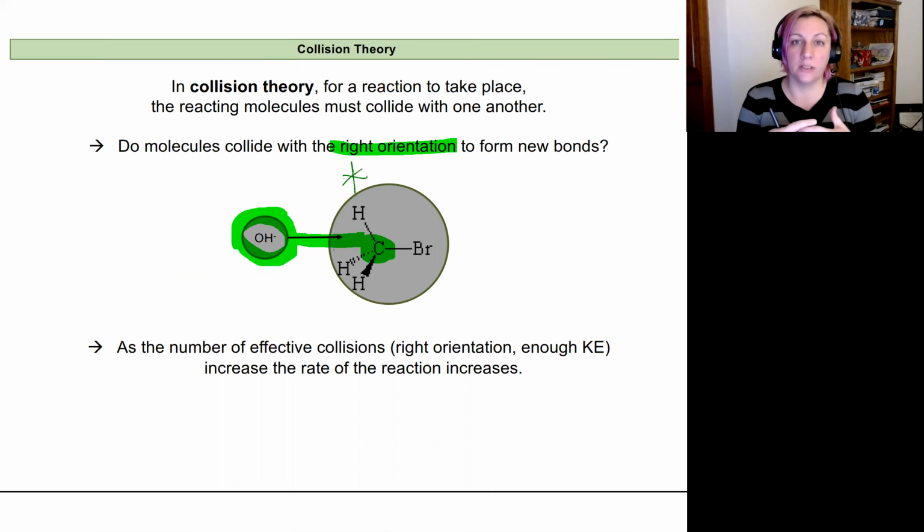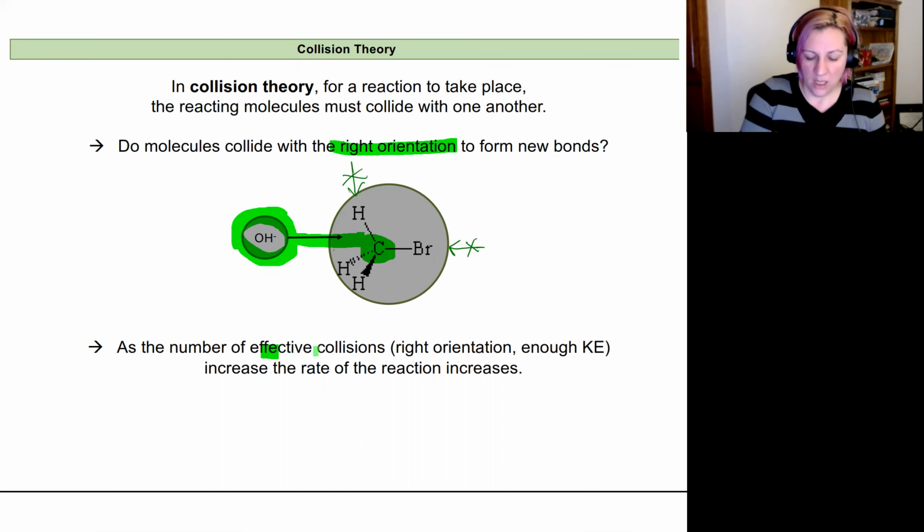Its orbitals wouldn't line up with the carbon orbitals that could create a new bond. Or if it collided in here towards the bromine, it wouldn't work either. So it has to come in at the right orientation. So we also need the collisions to have enough kinetic energy, and we can call these effective collisions.